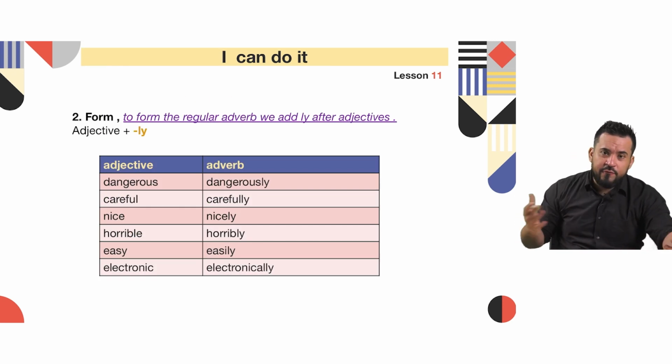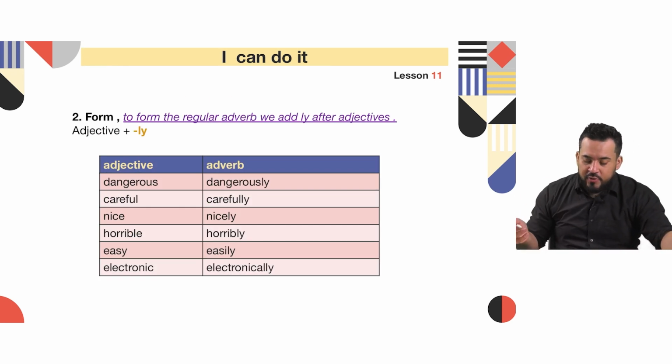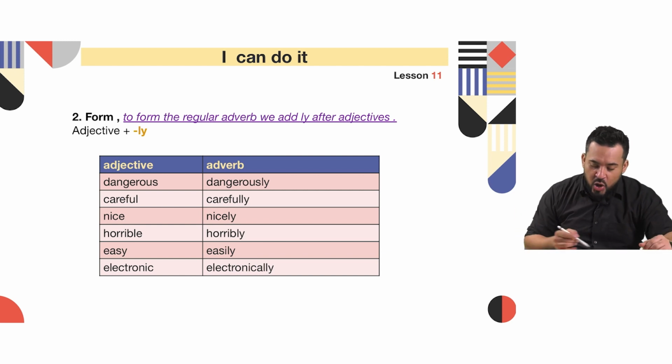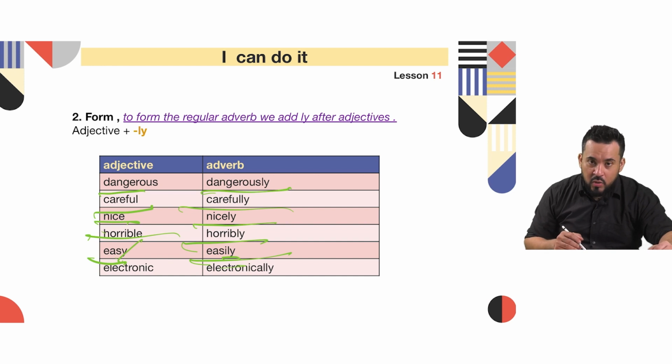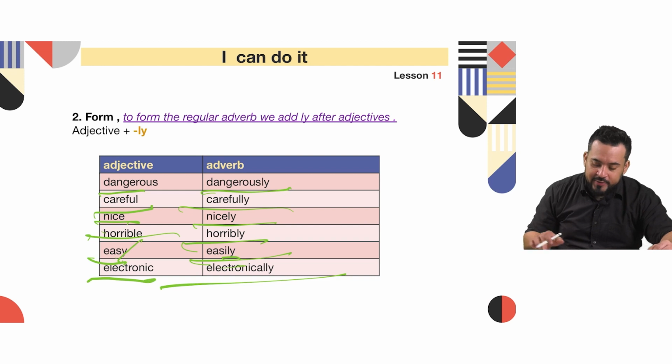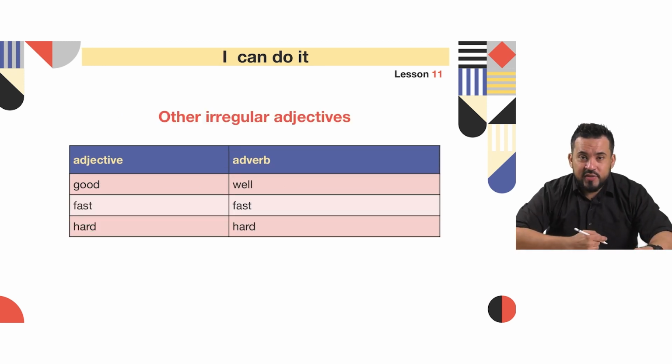Okay, so how do we form regular adverbs? Regular adverbs are just adjectives, we add ly. Like, for example, dangerous, dangerously. Careful, carefully. Nice, nicely. Horrible, horribly. Easy, easily. So if it ends with a consonant and a y, we remove the y and we put ily. Okay? Electronic, electronically.